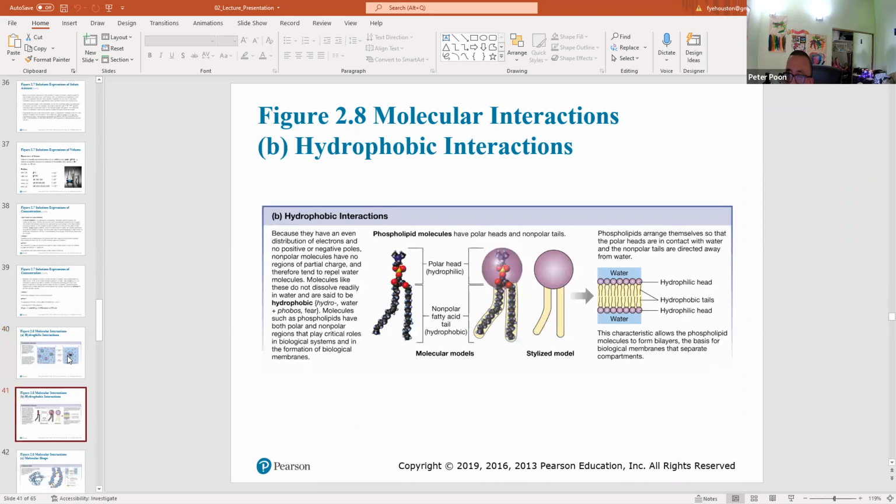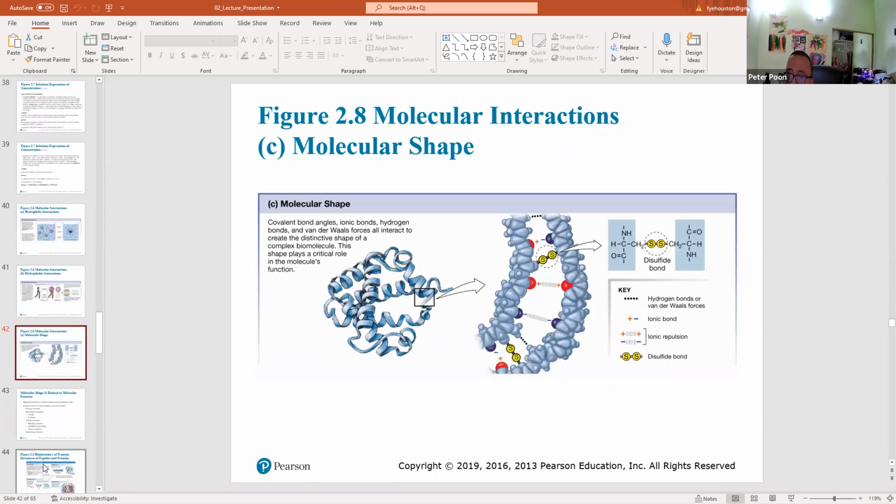Hydrophobic interactions. So the simple term to explain solubility is "like dissolves like." Polar molecules will dissolve in polar solutions like water. Non-polar solutions will dissolve non-polar things like oils and fats. All right, let me go to shape.